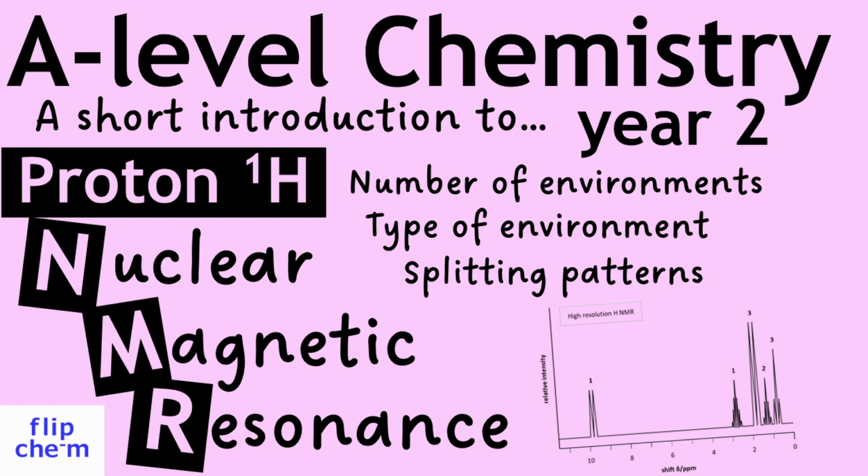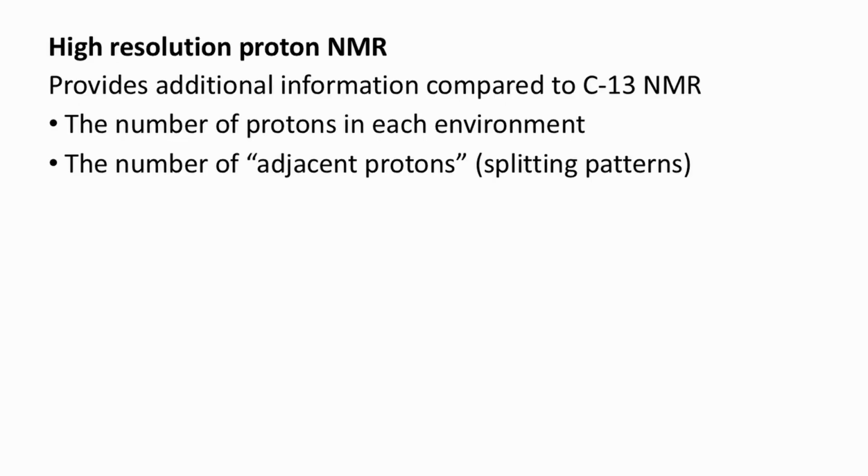Let's get started. High-resolution proton nuclear magnetic resonance spectroscopy provides additional information compared to carbon-13 NMR. Proton NMR tells us how many protons there are in each environment. Splitting patterns can also be used to find out how many protons are adjacent to each proton. Although this sounds confusing, it will make more sense as we look at a few examples.